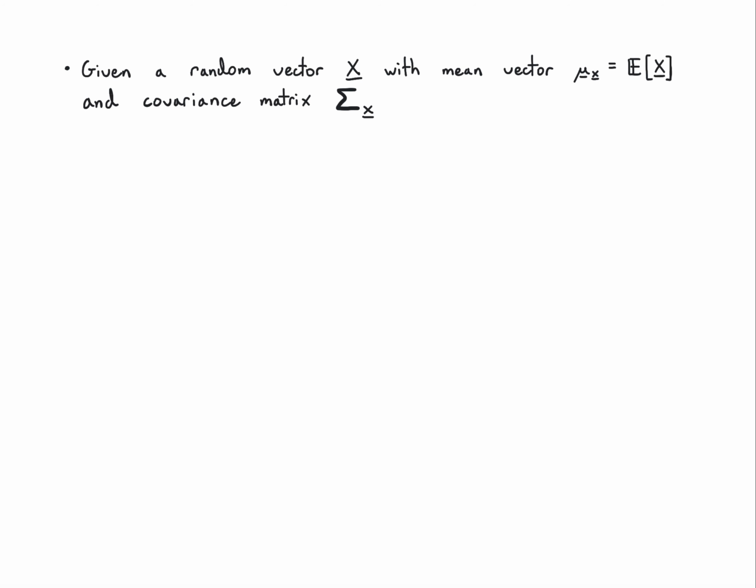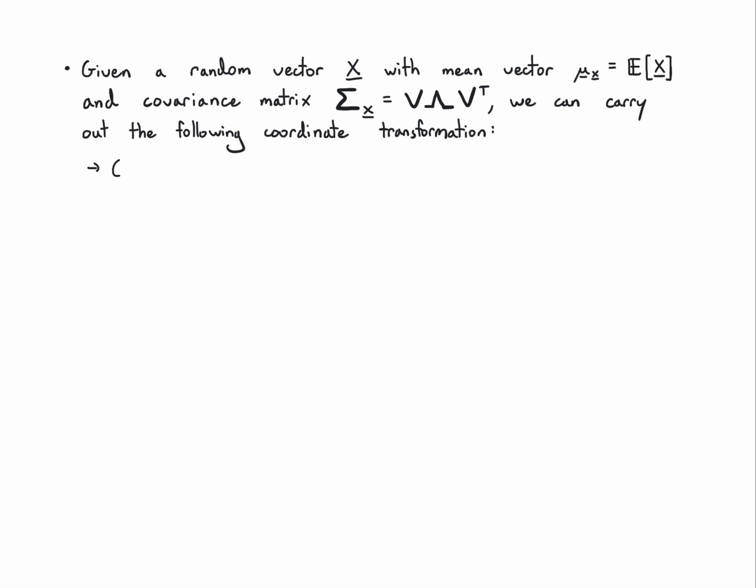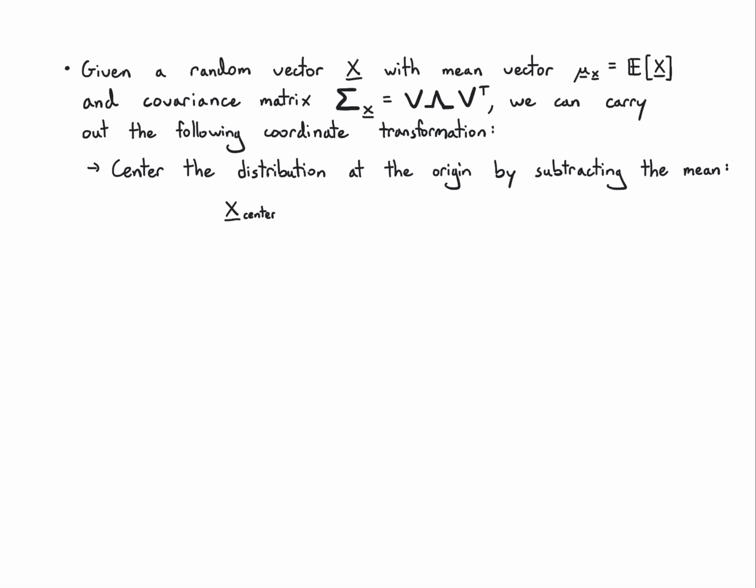All right. So what can we do? Well, let's say I have a random vector x. It has a mean vector mu, and it has a covariance matrix sigma. Okay? I'm going to carry out the following coordinate transformation. The first thing that I want to do is center the distribution at the origin. So I'm going to subtract the mean out. I'm going to get this centered random vector that now has mean vector 0.